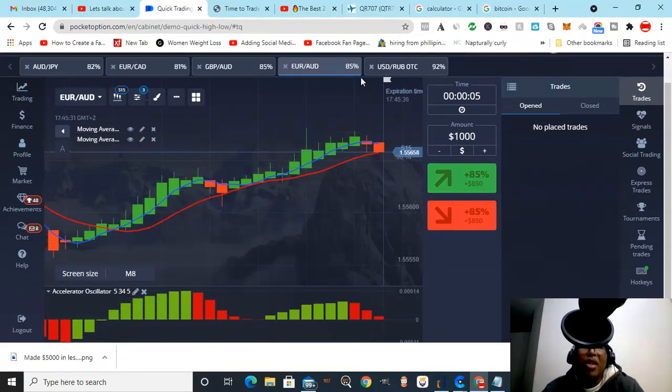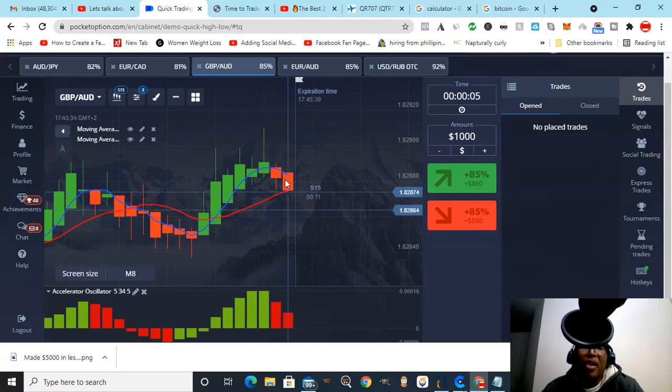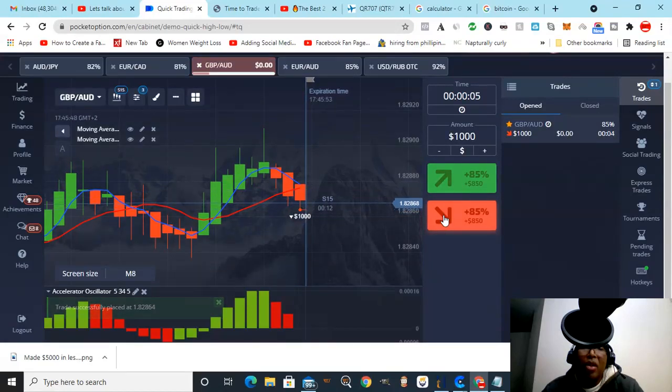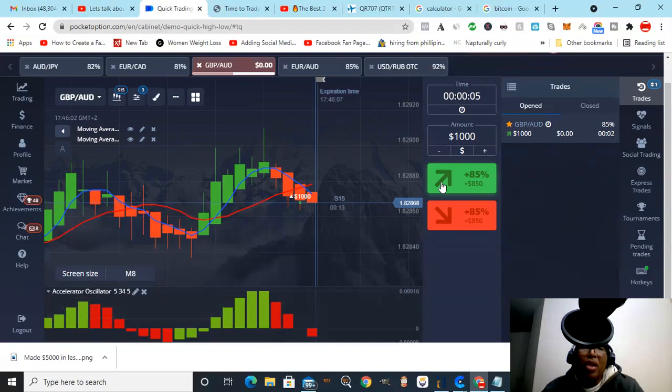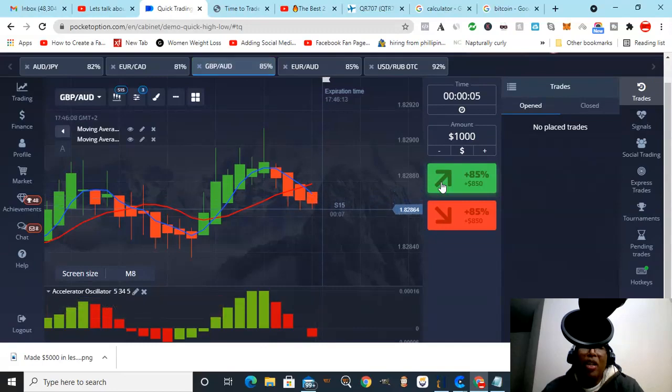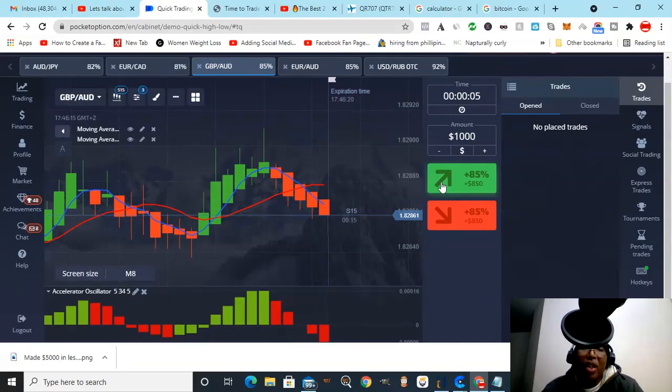Okay, let's see the next candle forming. I'm just analyzing the market, guys. Okay, we won that one, guys. So we are waiting for the next candle. Okay, that works. We win that one. So we are recouping our losses, guys.